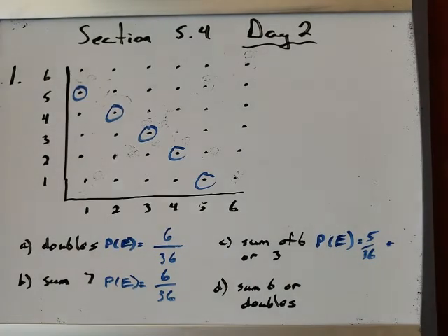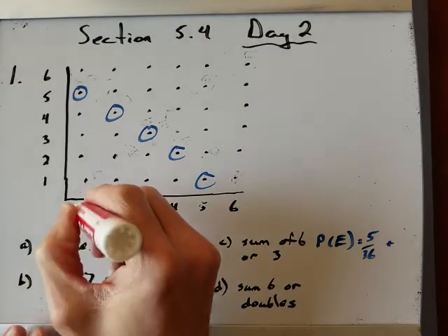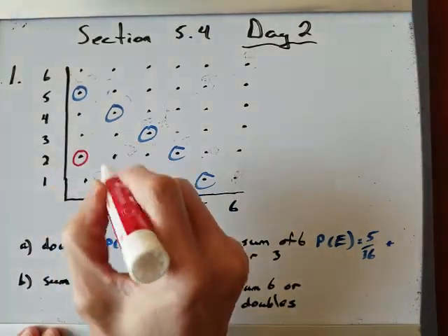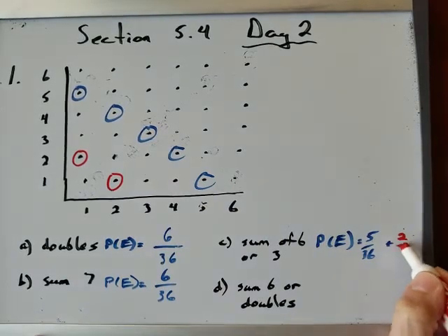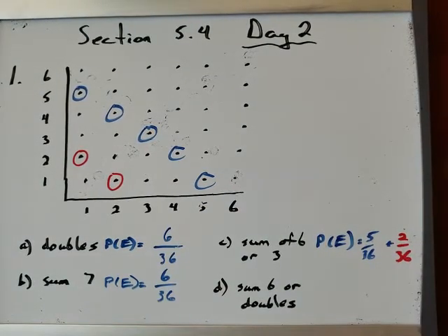Well, how do you get a sum of 3? That would be a 1 and a 2, and a 2 and a 1, and that's it. So there would be 2 out of 36 chances. And then you see in the PDF notes, 7 out of 36 would be your total probability.